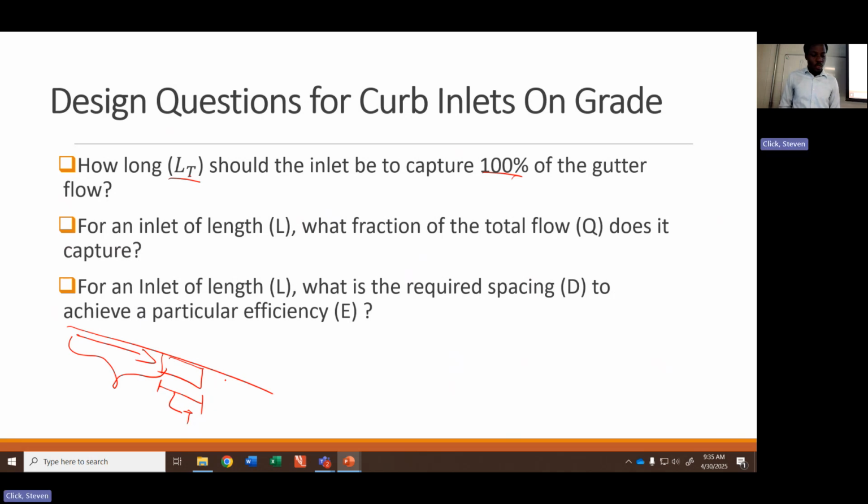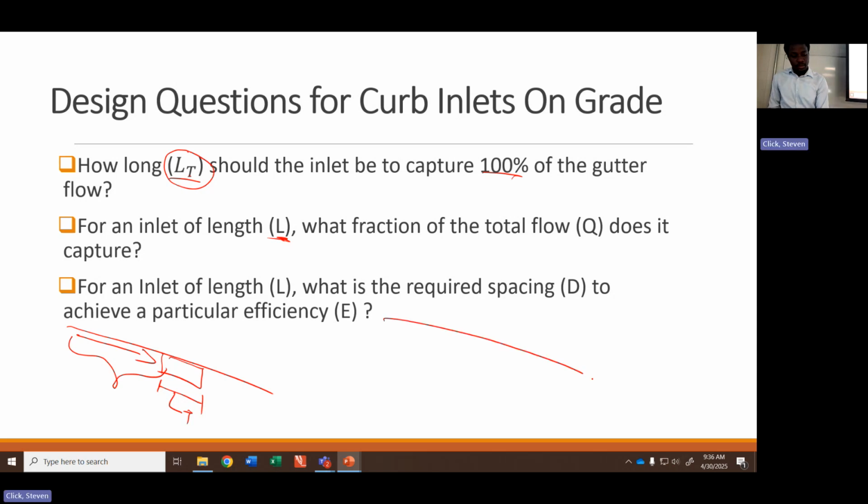We also want to know, for an inlet of length L, we realize that this is the best case scenario. That's an inlet opening that's intercepting all of the water. But due to financial constraints, these lengths are usually quite large. So what is an ideal efficiency that we want, so that when we have an inlet of length L, it will be okay with us?